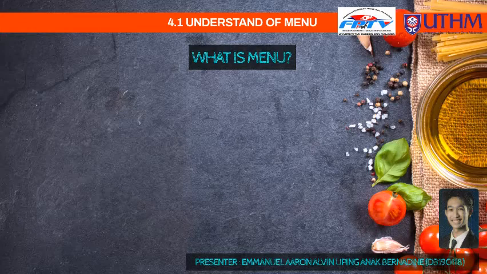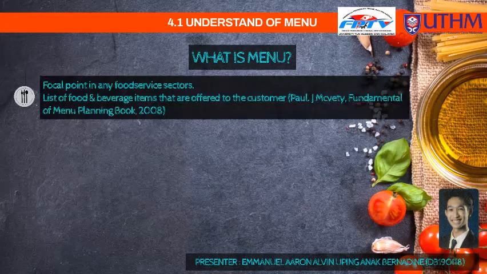According to Paul J. McVeigh in Fundamentals of Menu Planning Book 2008, menu means that it is a focal point or a main point in any food service sectors. Menu is the list of food and beverage items that can be found in all food service that are offered to the customer, along with prices, whether it's individual set or the whole meal, to the customer in the restaurant. It is a list of dishes from which selection has to be done.